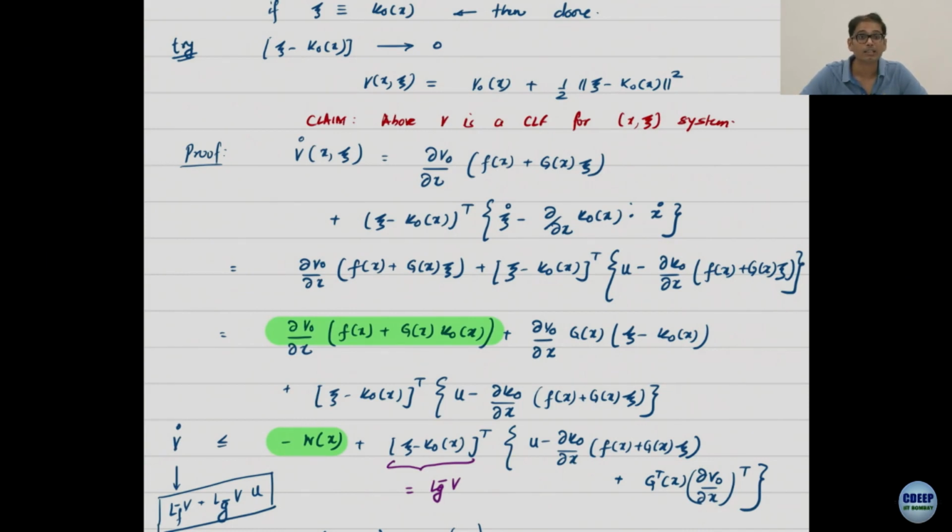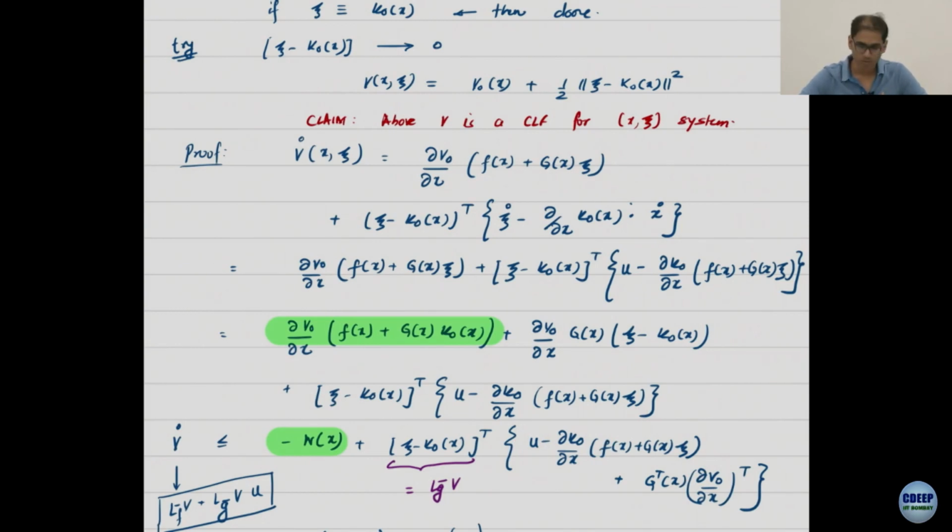But this is already cancelled, right? I've already removed these using some parts of u. I mean, I'm going to make u as plus del k0 del x fx plus gx psi minus g transpose del v0 del x transpose. So these two cancel out, but I can add more terms in u. What more should I add in u?